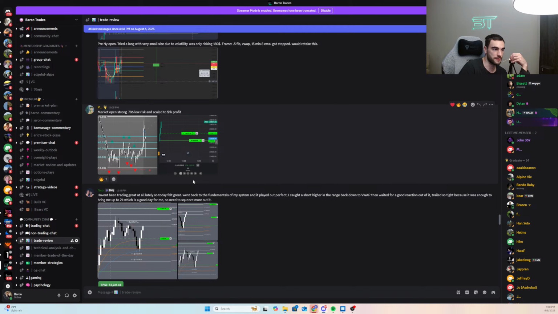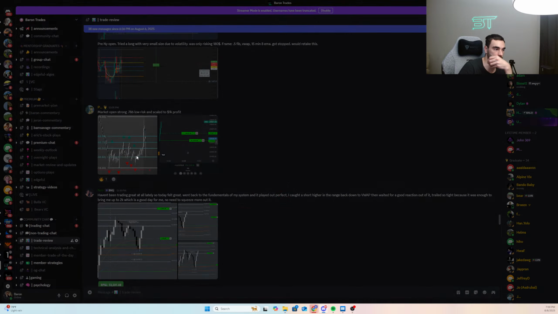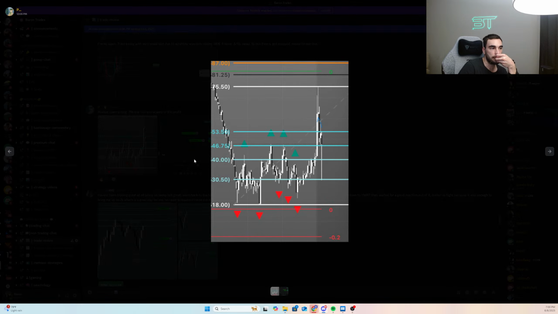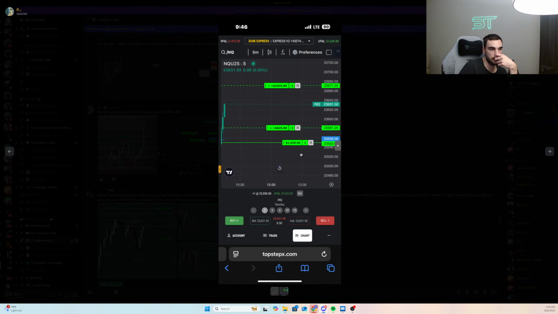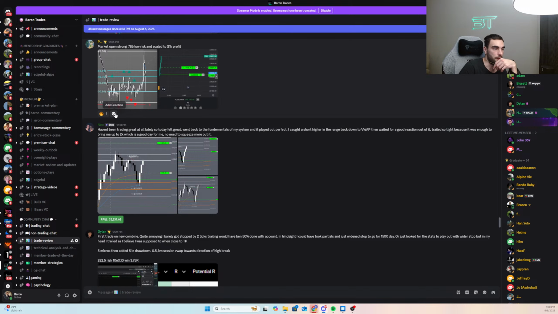Market open strong, 786, low risk, scaled to 1K profit. Okay, clean privacy setting. I like the management on it as well. You were in a little bit of drawdown, but getting out of it. This is why it's nice to use micros, because you could sell like 2 micros here and get rid of pretty much all your drawdown. This is a clean trade though.